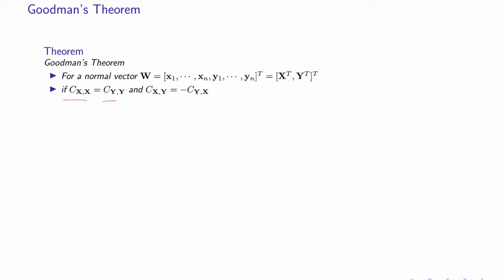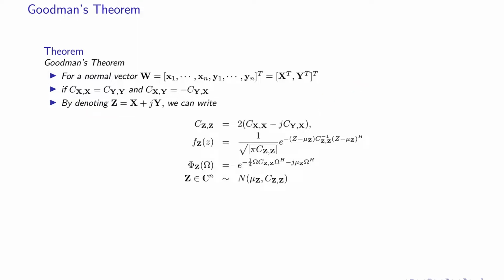This is compacted in a theorem, we call it Goodman's theorem. It says that if you have a random vector like that, and you have these properties, CXX and CYY are equal, and CXY and CYX are negatives, then we say that they have circular symmetry in second order. Of course, in that case, if they are jointly normal, all of them, then I can write this distribution, and I claim that this is going to be exactly equal to FW of W.